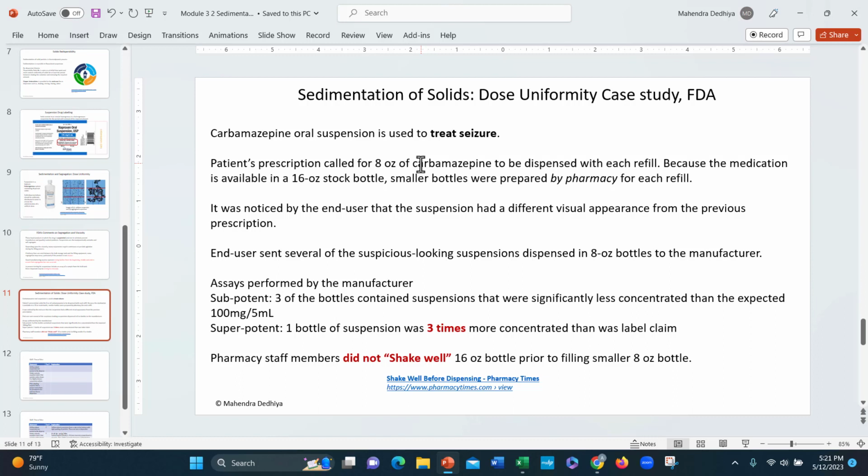The manufacturer found that 3 of the bottles contained suspension that had less concentration than expected, and 1 bottle was super potent. An investigation occurred, and it was concluded that the pharmacy staff member who was dispensing from a 16-ounce bottle into an 8-ounce bottle did not shake the 16-ounce bottle well before dispensing into the 8-ounce. This is a real occurrence that happened several years ago.